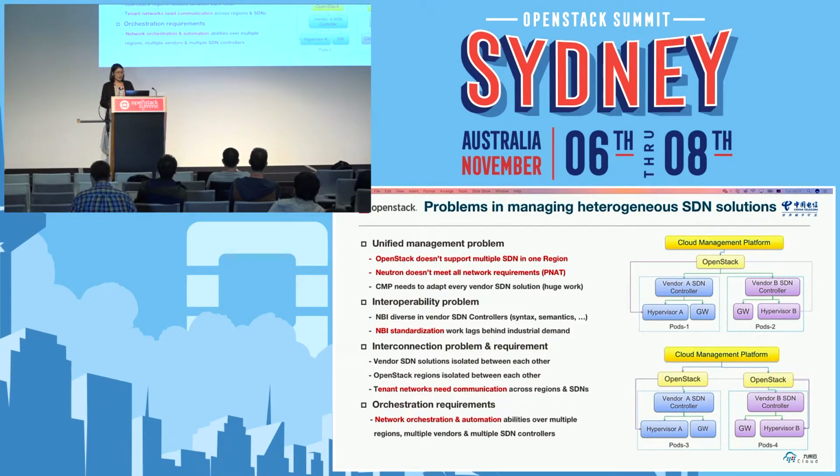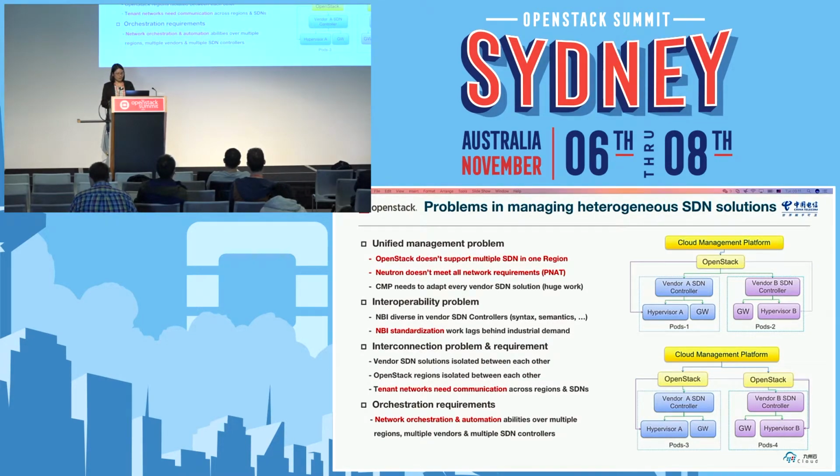As we all know, northbound interface standardization work now is very far behind industrial demands. So vendors tend to provide their own northbound interfaces, which differ a lot, and they are different in both syntax and semantics, which means we have to do a lot of adaptive work to their interfaces, and it will cause bad interoperability.